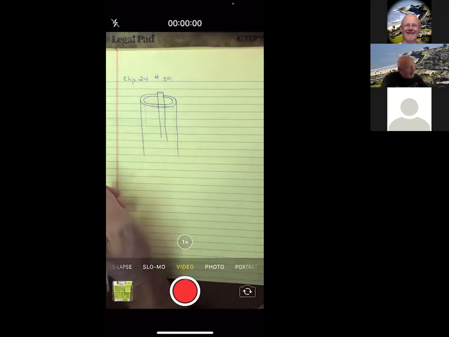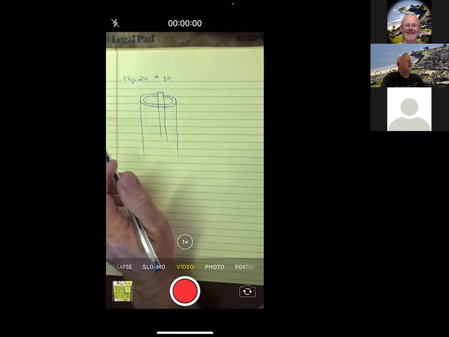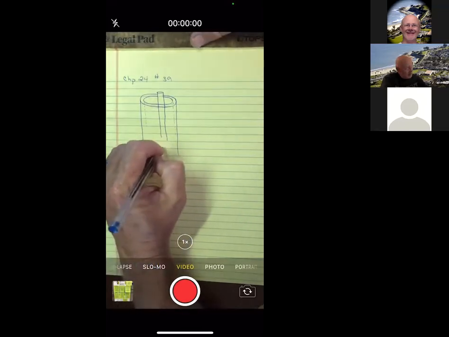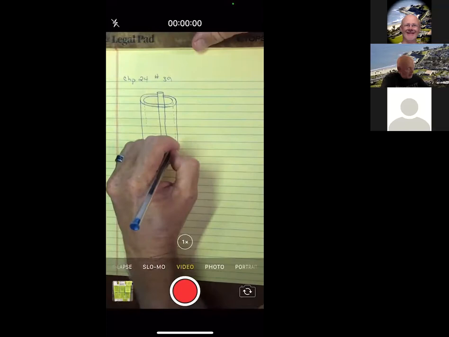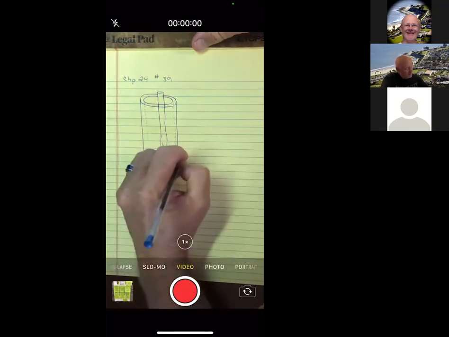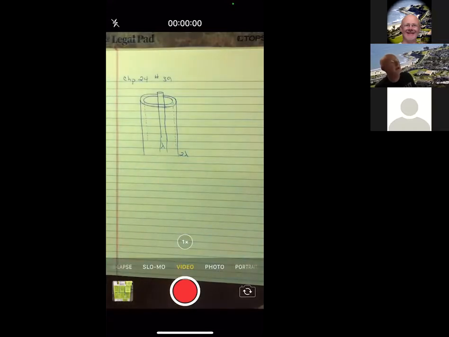All right. So here I have a long straight wire surrounded by a hollow metal cylinder whose axis corresponds to that of the wire. The wire has a charge per unit length. So I'm going to put a little lambda right here on the wire. And the cylinder has 2 lambda. Now, that's interesting. So it's not an opposite charge. It's the same charge. Okay.